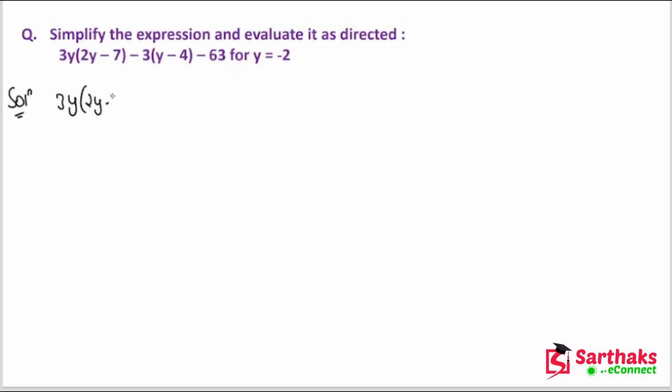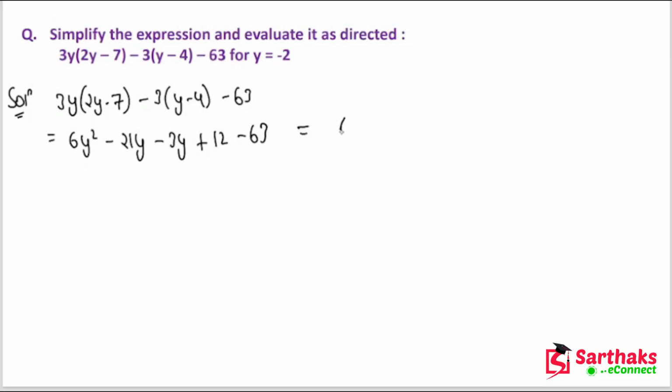Now 3y into 2y minus 7, 3y minus 4 minus 63. So it would be 3y into 2y, that is 6y square. Now you should be able to directly multiply. So 3 into 2, 6, y into y, y square. Now y would be multiplied by 7. 7 into 3 would be 21. So it would be 21y, right? Minus 3 into y would be 3y. Then minus and minus it would be plus. So 3 into 4 would be 12 and minus 63 is already there. So it would be 6y square. Now 21y and 3y are like terms, so they would be added. So minus 21 minus 3, it would be minus 24 and y would be there only. 12 minus 63 would be minus 51. So that is the final expression.